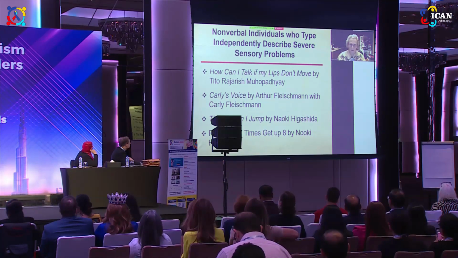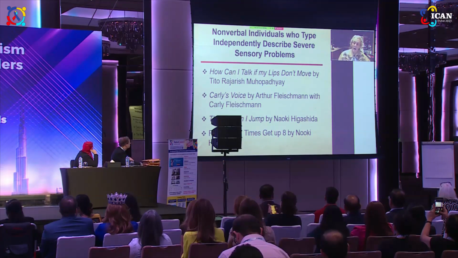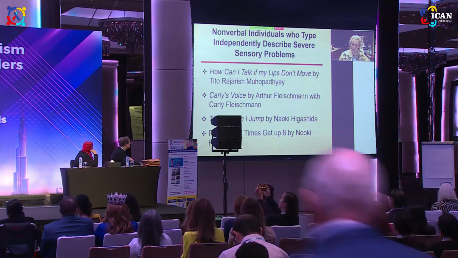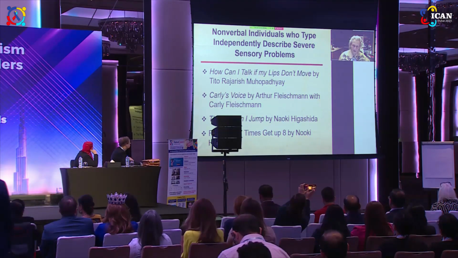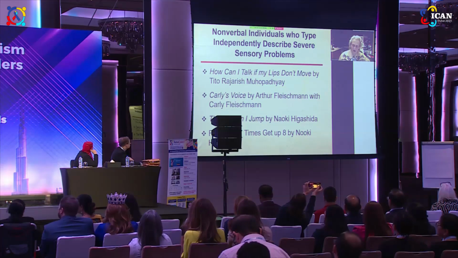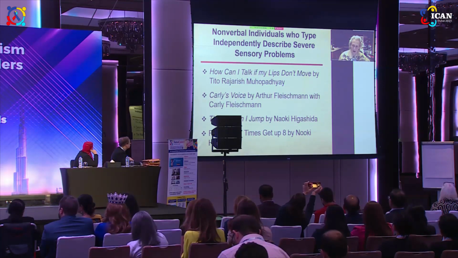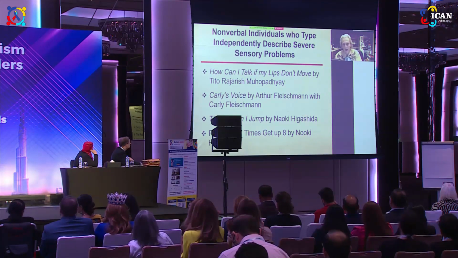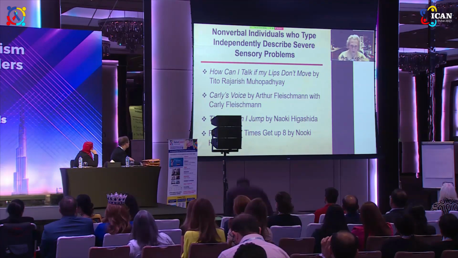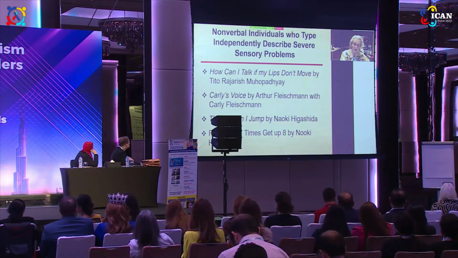Now, I really like How Can I Talk If My Lips Don't Move by Tito. I had a chance to meet Tito, and he came into a library, and he was flapping and everything. And I tested him with a really, really strange picture that he had never seen before, and it had an astronaut in a spacesuit riding a horse out in the desert. And I showed that to Tito, and he types really fast, Apollo 11 on a horse. Another good book's Carly's Voice by Arthur Fleischman and Carly Fleischman. Then you got The Reason I Jump, and the sequel to The Reason I Jump. I like the sequel. It's a better book.